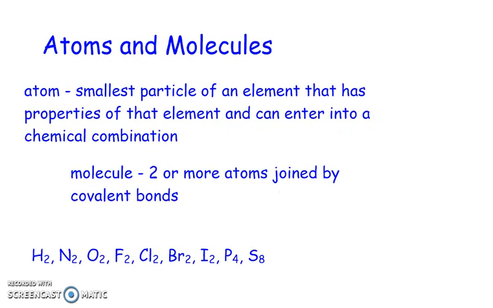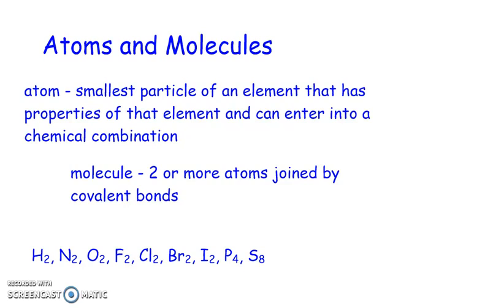An atom is the smallest particle of an element that has properties of that element and can enter into a chemical combination. A molecule is made up of two or more atoms joined by covalent bonding. And a molecule does have to specifically be covalent bonding. Some elements in their natural form come as molecules.